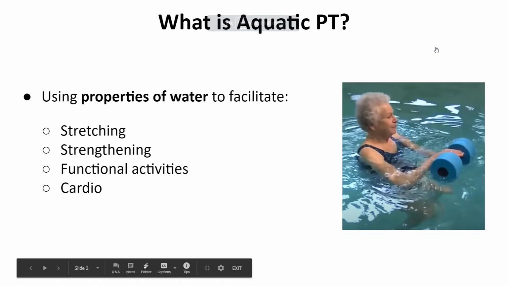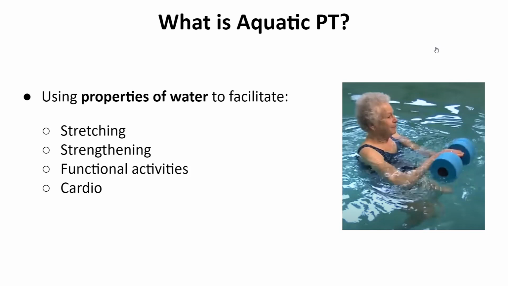What is aquatic PT? It's really just using the properties of water to facilitate all the things that PTs ordinarily do, and some of those things are listed here in this slide. In general, you can use aquatic PT to perform range of motion exercises, resistance training, to facilitate weight-bearing activities, as well as to initiate functional activity replication while minimizing the risk of injury and re-injury.